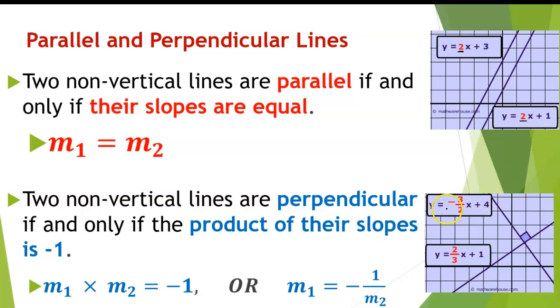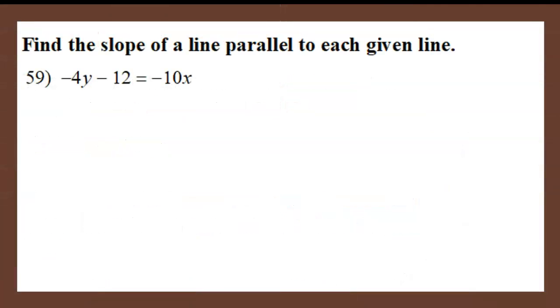So you see, if the slope of one of them is -3/2, the slope of the second one must be +2/3. So 2/3 is the reciprocal of 3/2, and then +2/3 is the opposite of the negative. So if one of them is positive, the other must be negative.